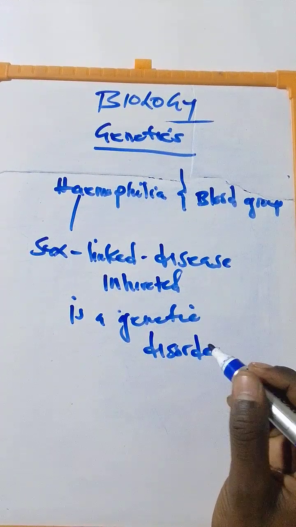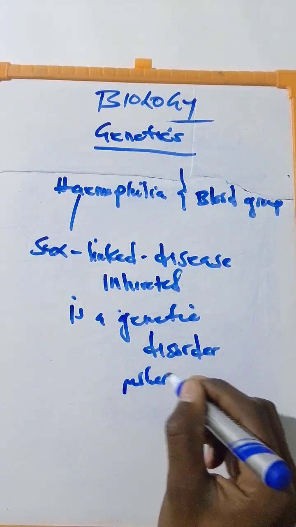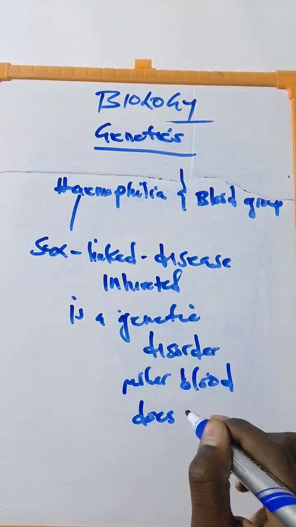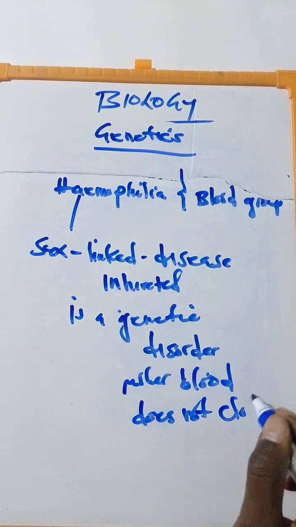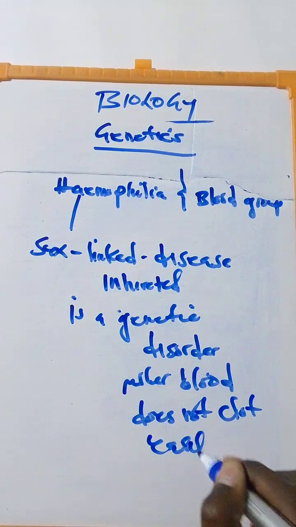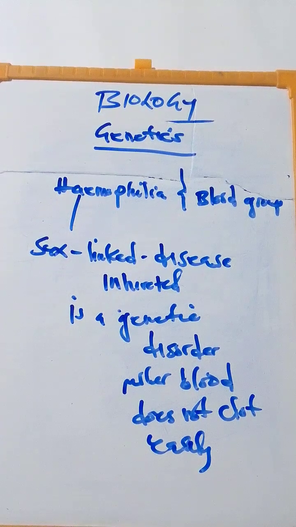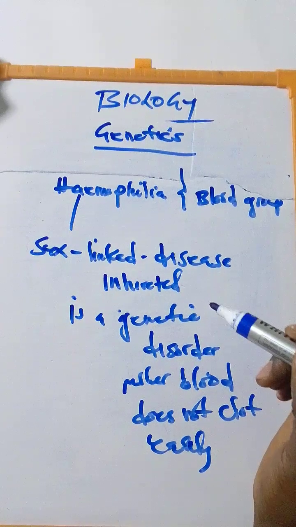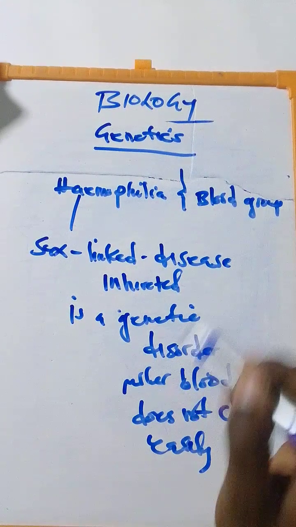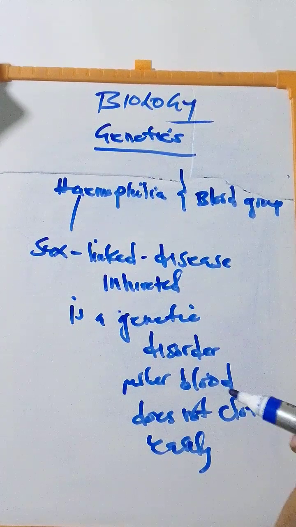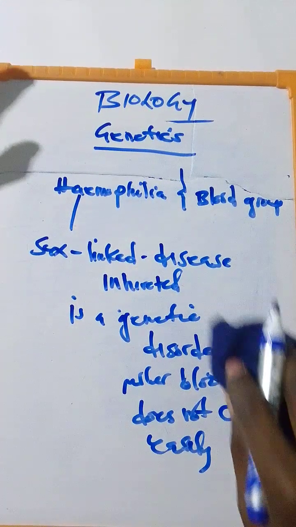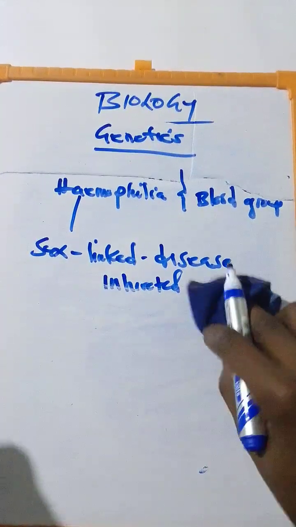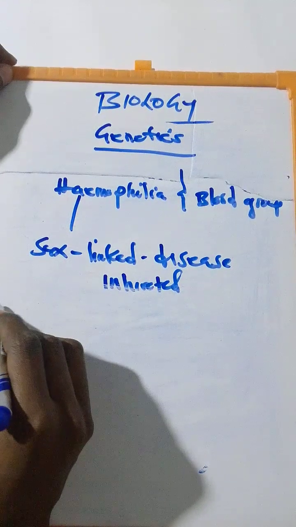Hemophilia is a genetic blood disorder where blood does not clot easily. Now, for blood not to clot easily, we need to understand that there are some factors that cause this disorder. So some of the factors that cause blood not to clot easily.